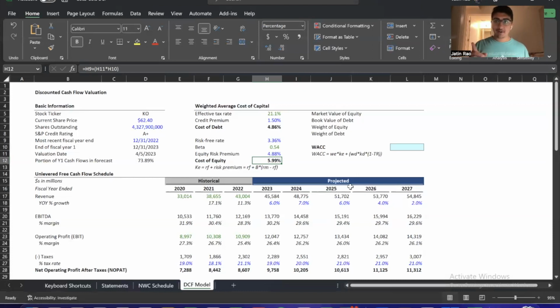So we will calculate beta. I'm going to pause right here. Hopefully this makes sense, and we will calculate beta next.